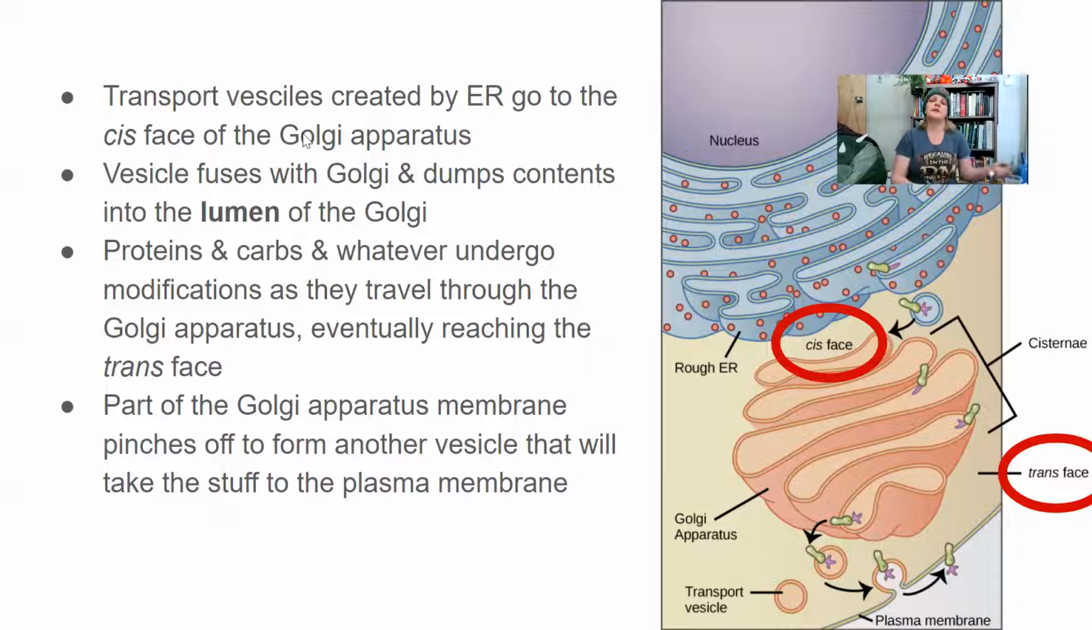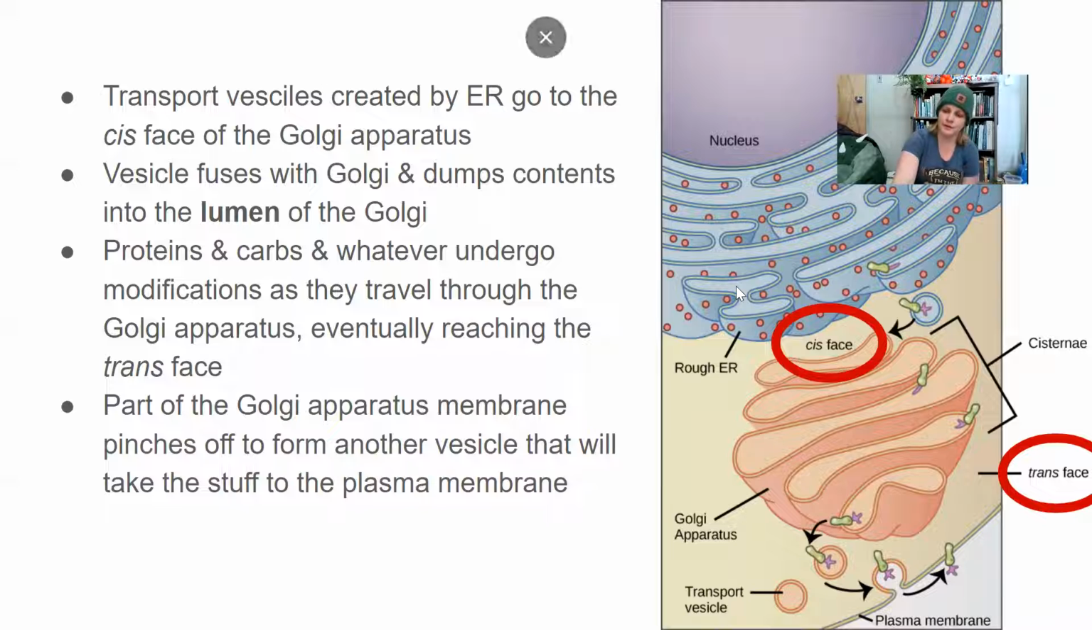Okay, so vesicles are created by the ER. They go and fuse with the Golgi apparatus. The vesicles fuse with the Golgi apparatus. They dump their stuff into the Golgi, and then they're sorted, they're tagged, they're modified, and they're given their directions of where they're going to be shipped off to. Then the vesicles will pinch off from the Golgi apparatus and either go to and fuse with the plasma membrane, or they'll go off to wherever these things need to go.